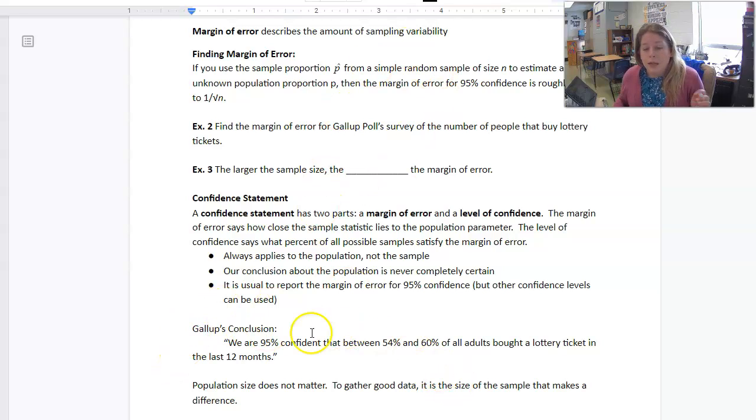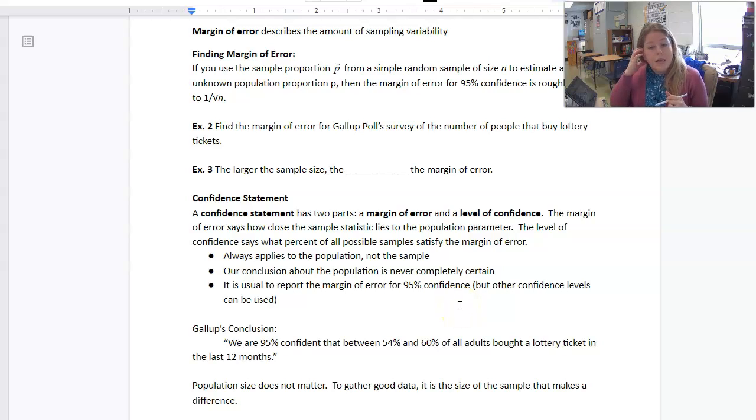So, in the Gallup conclusion with the lottery tickets, here's the confidence statement. We are 95% confident that between 54% and 60% of adults bought a lottery ticket in the last 12 months. Now, where did those numbers come from? In the example we said, the statistic was 57% based on their sample. Well, our margin of error was 2.5%. So they round that up, they always round that up to the nearest whole number. So that way we went down 3%, 57 minus 3, and we went up 3%, 57 plus 3.